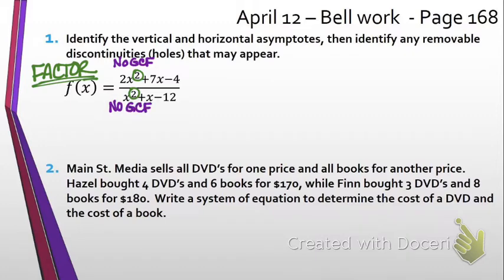All right, so that numerator, I'm going to go ahead and do an X for the numerator. Can I use the shortcut on the numerator? No. So I'm going to multiply A and C together. That means I'm multiplying 2 and negative 4. I need two numbers that when I multiply them, I get negative 8, but when I add those same two numbers together, I get positive 7. 8 and negative 1.